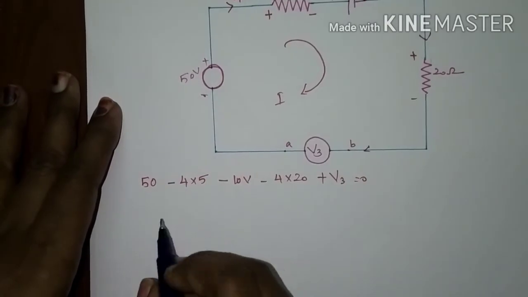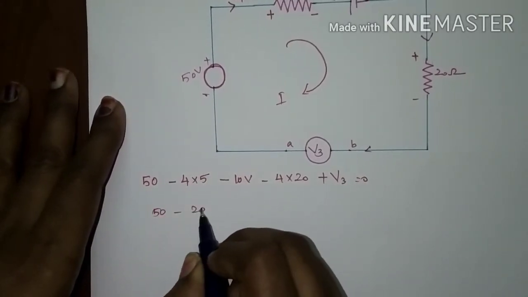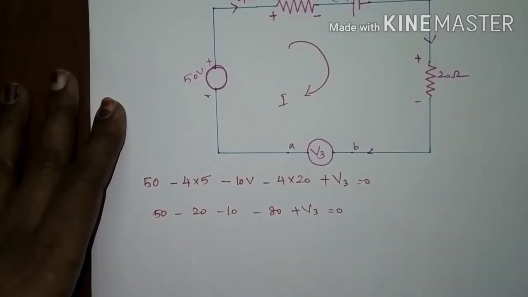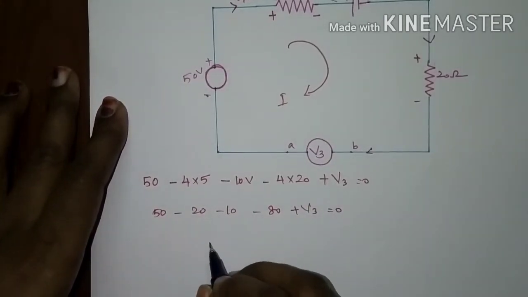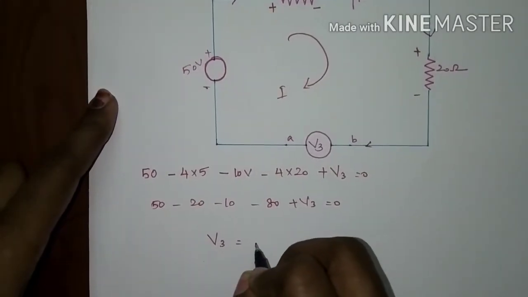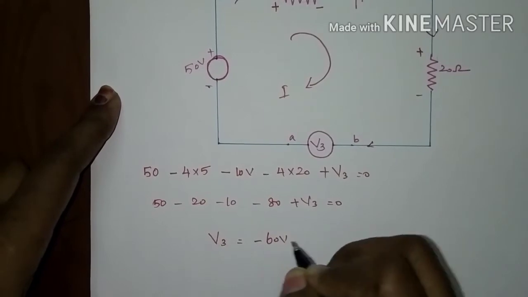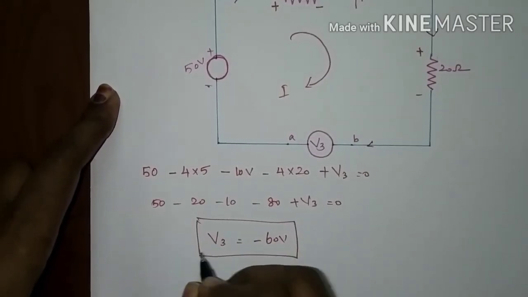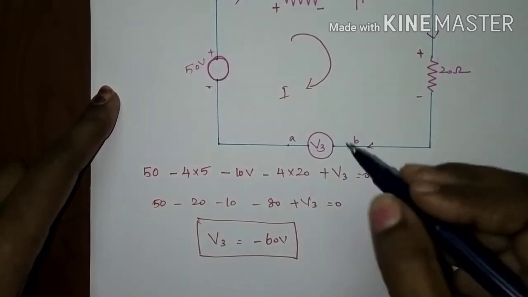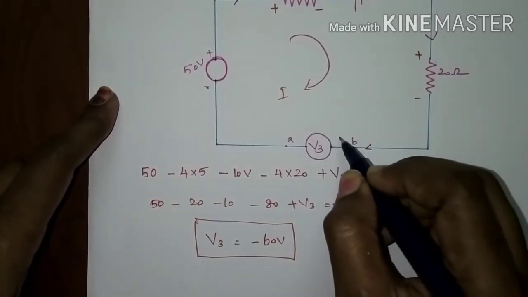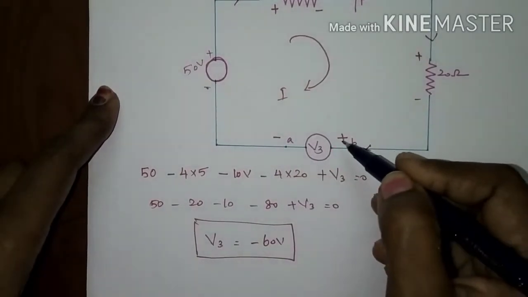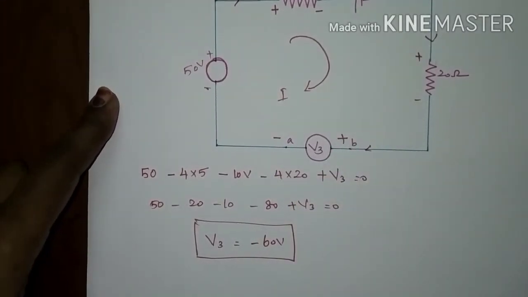Now we will get the value as 50 minus 20 minus 10 minus 80 plus V3 is equal to 0. The value of V3 is minus 60 volt. V3 is minus 60 in the sense that V3 is a potential fall. Potential fall means the current must enter the positive and leave the negative.